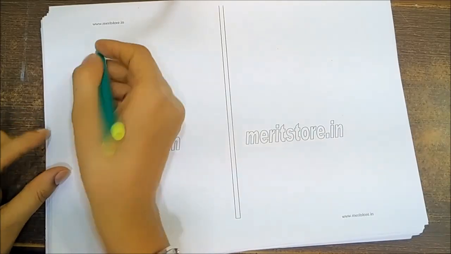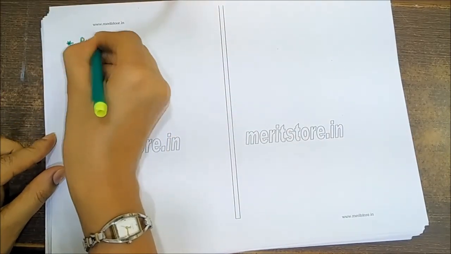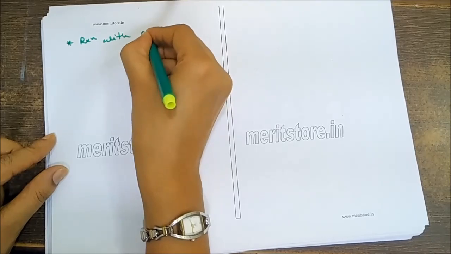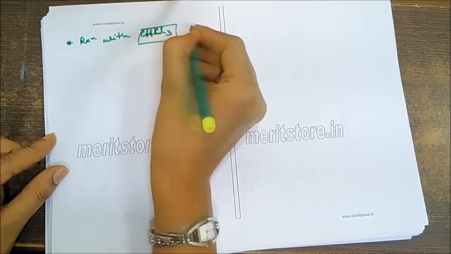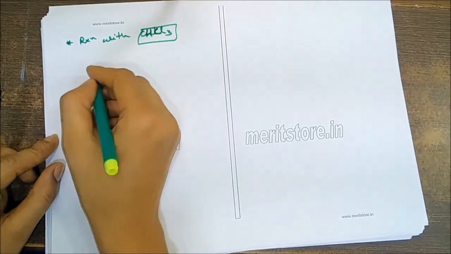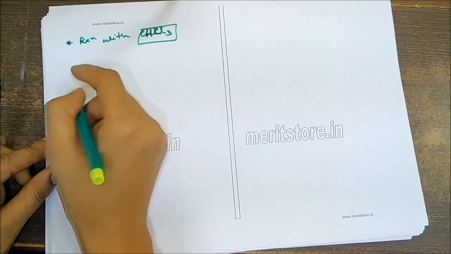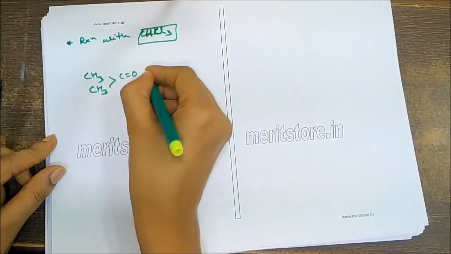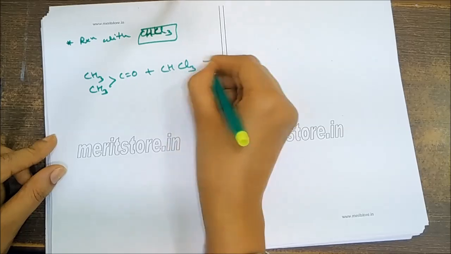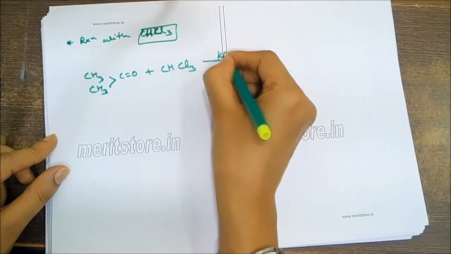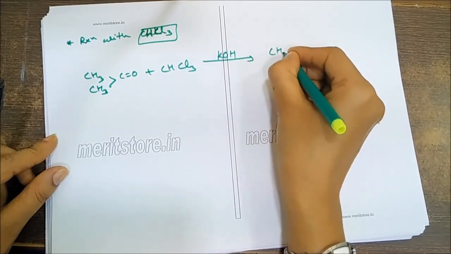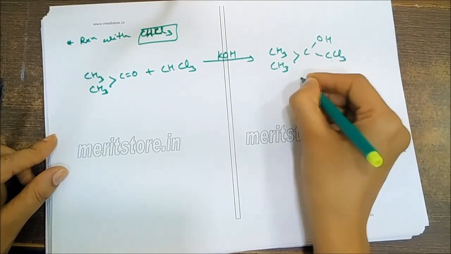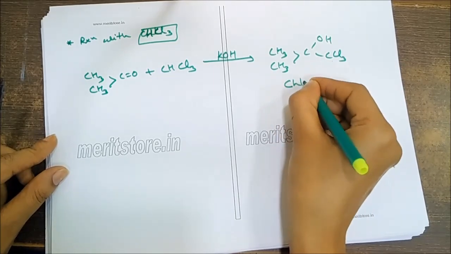Now, reaction with chloroform. This is our chloroform, CHCl3. We'll take acetone, and in presence of alkali, we are taking potassium hydroxide, and it will form chloritone. This compound is called chloritone.